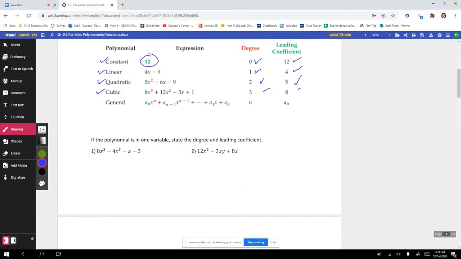Now, in our first few examples, it says if the polynomial is in one variable, state the degree and leading coefficients. So in number 1, we do only have one variable. We only have x's. So my degree is going to be to the 5th power, right? That's my highest one. And my leading coefficient is 8. If we look at number 12, we have x's and y's. So we're just going to say this one is not in one variable. And we're not going to be able to take care of the degrees on that one.